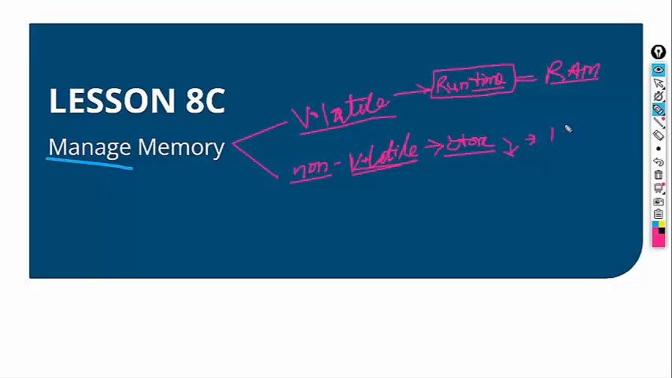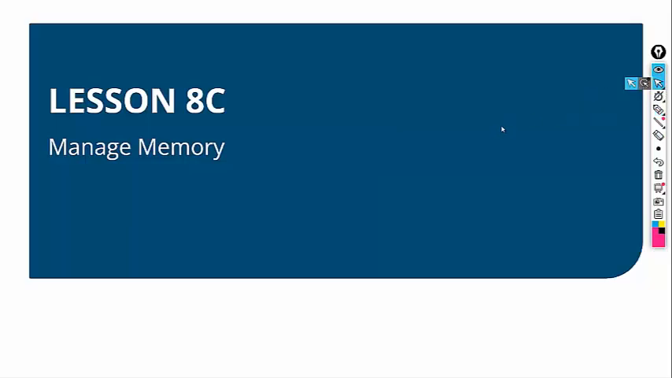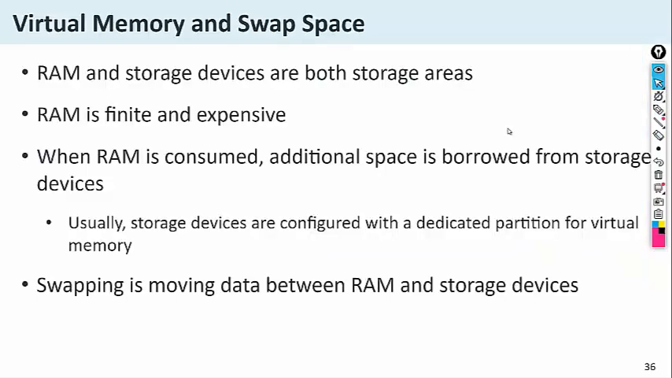Another type of memory is the one storing your data in a hard disk or any other storage device. This is known as non-volatile memory. We will discuss all these things in this session. So let's start. First is virtual memory and the swap space. So what does it mean?